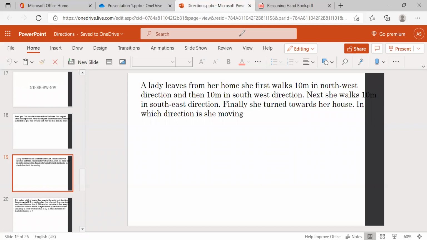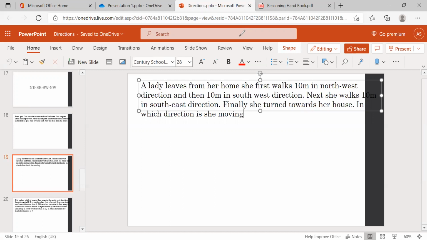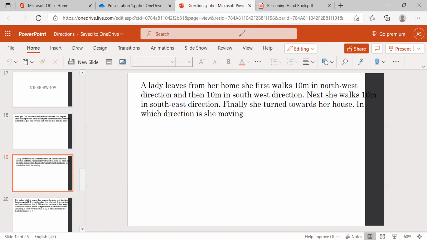See, which direction she is moving. Here, they are not asking for the distance, right? If they asked for the distance, we would calculate that. Here they're just asking for the direction.